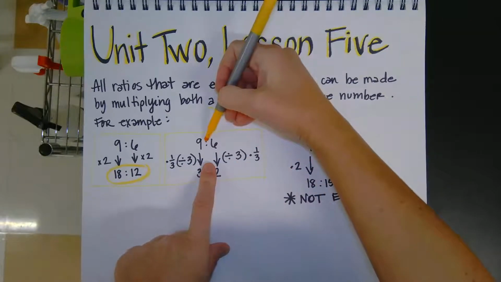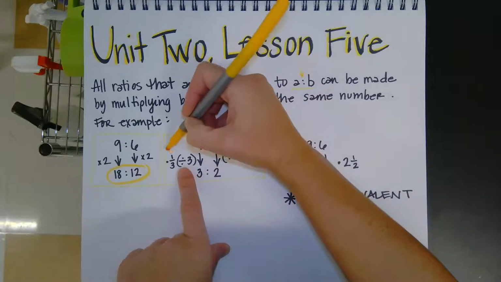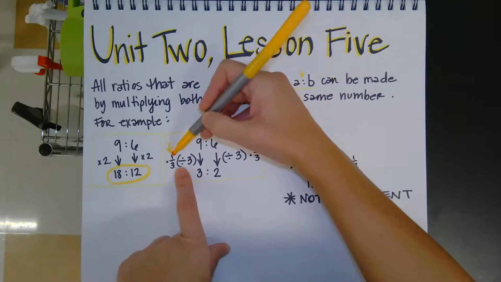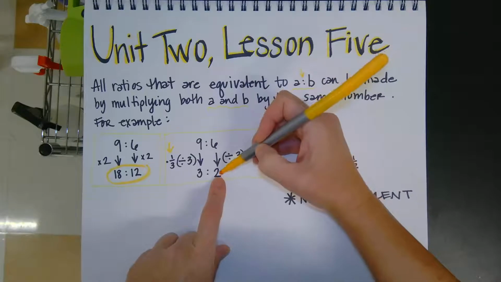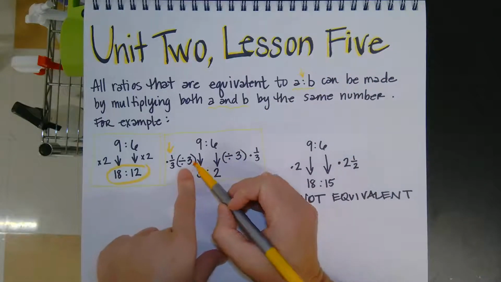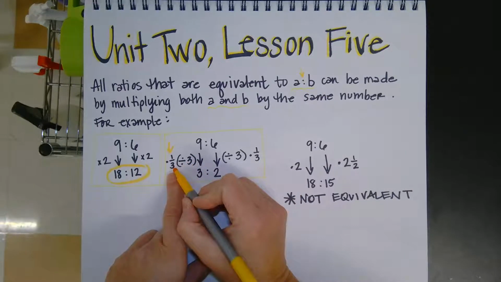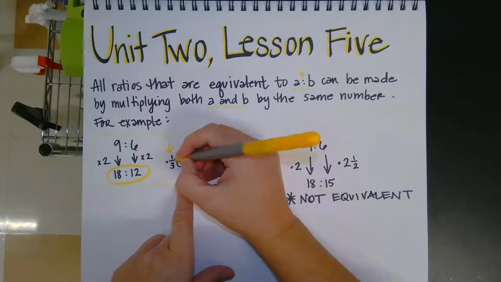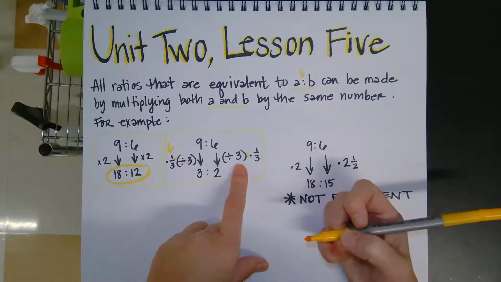Or we could multiply both 9 and 6 by a number that is smaller than 1, right? 1/3. So if I multiply 9 by a third, I get 3. And if I multiply 6 by a third, I get 2. Now you're probably thinking, well, didn't you just divide by 3? Yes, you're right. Dividing by 3 and multiplying by a third are exactly the same thing, right? Multiplying by a third, dividing by 3, exactly the same thing.